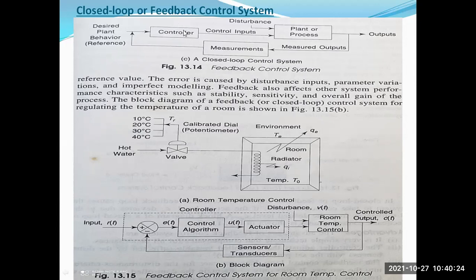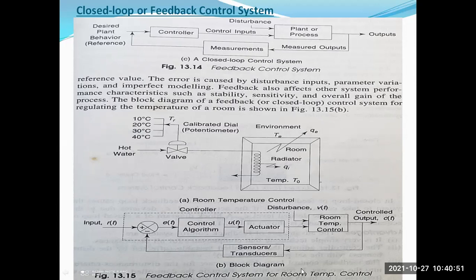But in this closed loop or feedback loop system, we have another connection. This is also the measured output. This output section is connected to a measurement, which is called the feedback loop. This feedback is connected to the reference point or set point. So this is called the closed loop control system or feedback control system.